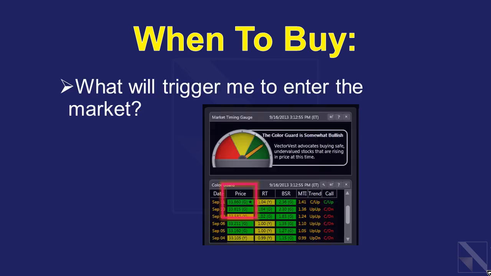So you should actually write down what will trigger you to enter the market and tell you it's okay to buy stocks. Our recommendation is that you only buy stocks when there's a green light in the price column of the color guard or a green light with a star next to it. And you can even add a little extra which says that the market must be rising at the time you place your trades, or you'll wait until 30 minutes after the market opens before placing any trades. If you can't watch the market during the day, you can just keep it as simple as the green light or the green light with the star.